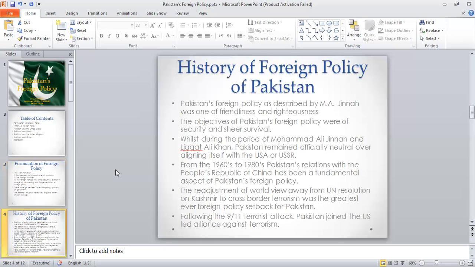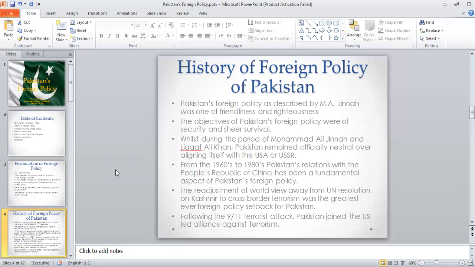Coming along to history of foreign policy of Pakistan. Pakistan's foreign policy, as described by Muhammad Ali Jinnah, was one of friendliness and righteousness, along with the continuation of moral and tangible help to the persecuted and repressed nations, for example, Indonesia, and to honor the United Nations Charter. The objectives of Pakistan's foreign policy were security and sheer survival.